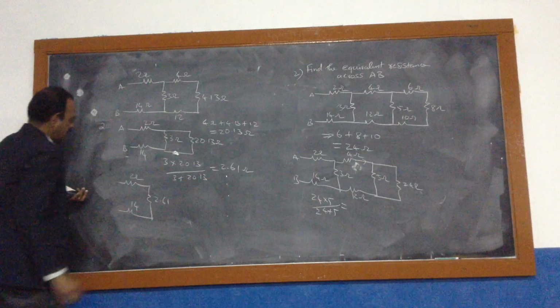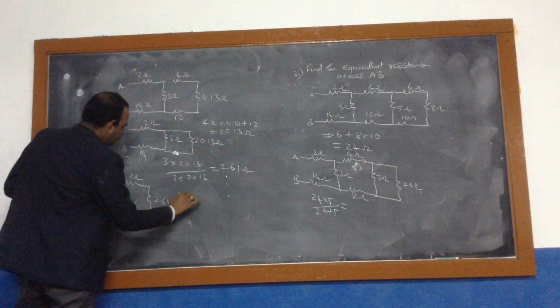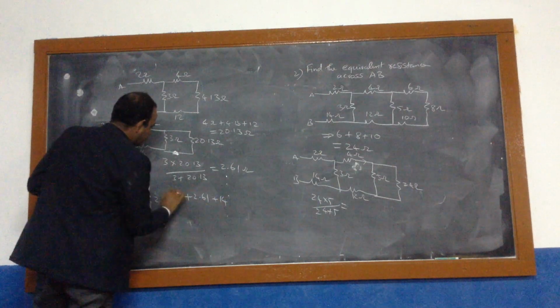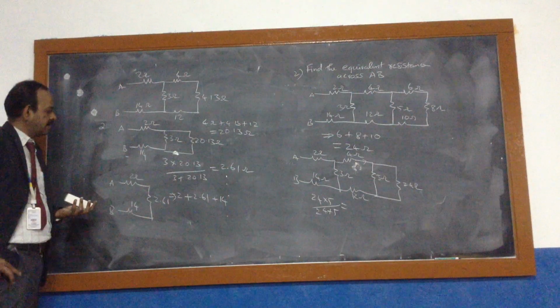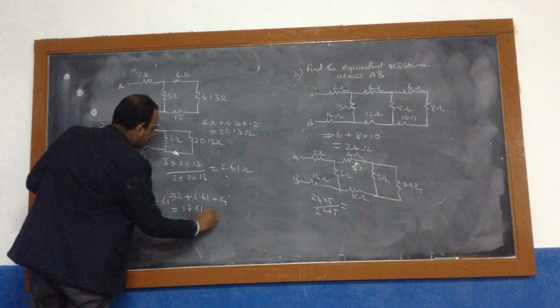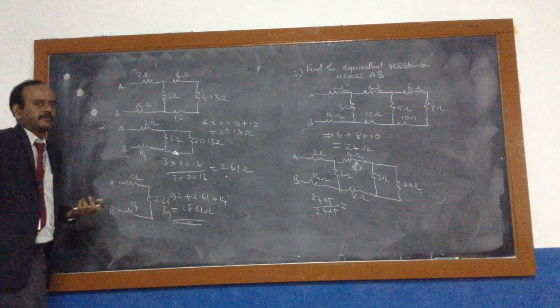Okay, so across AB, we find 2 ohm plus 2.61 plus 14. These three are in series, which will get us almost 18.61. So this is the total resistance, that is the equivalent resistance they asked.